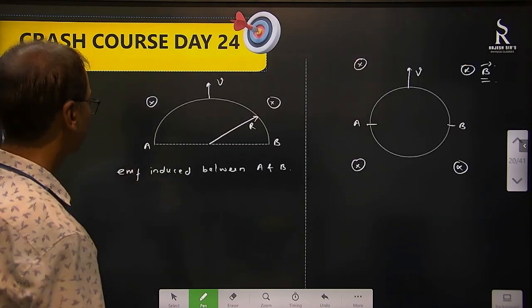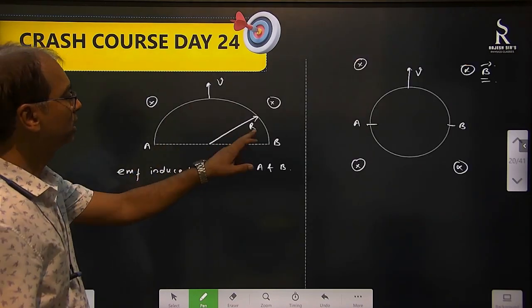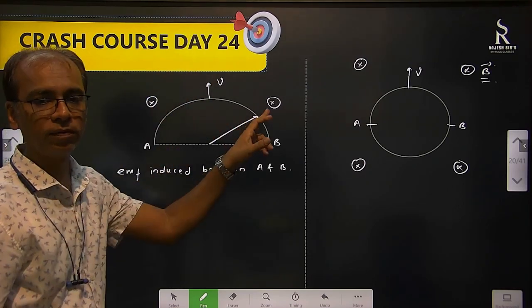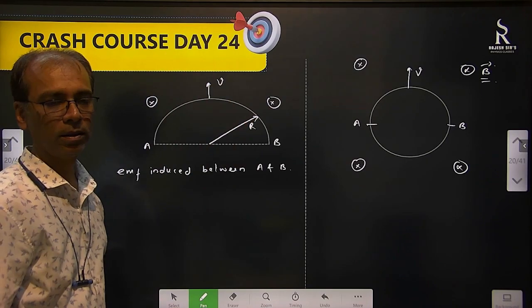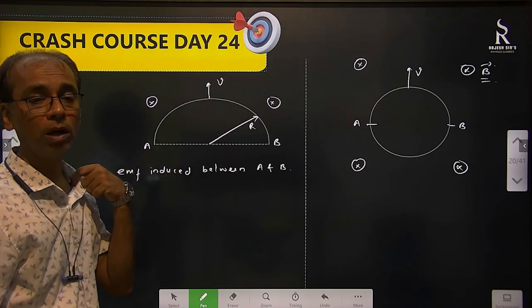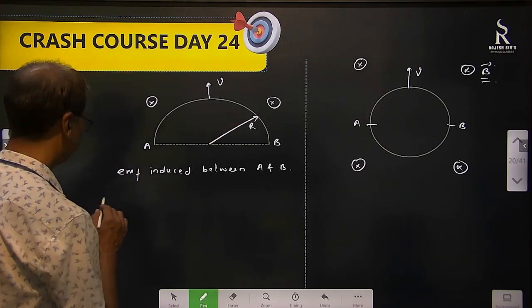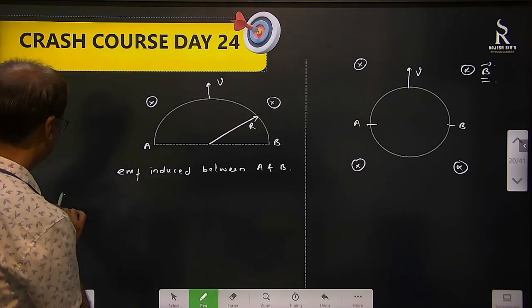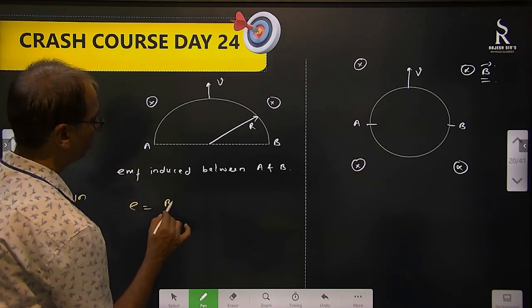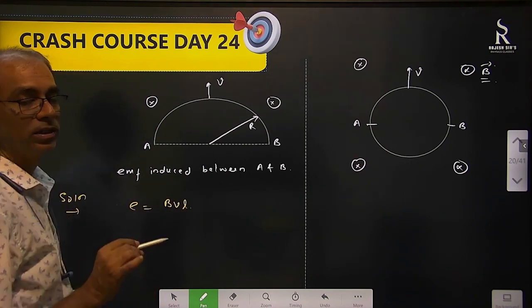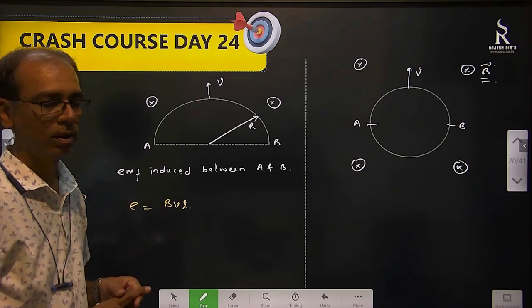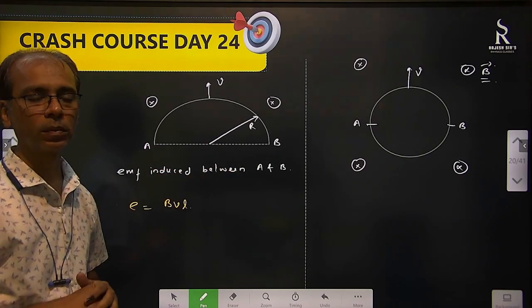Let's see a question here. This is a semicircular wire which is moving with velocity v upwards in a magnetic field which is along z-axis. How much is EMF induced between A and B? What is the formula for EMF? EMF formula is VBL. And what is L? L is the effective length between the two ends about which you are asking the EMF. So here it is AB.